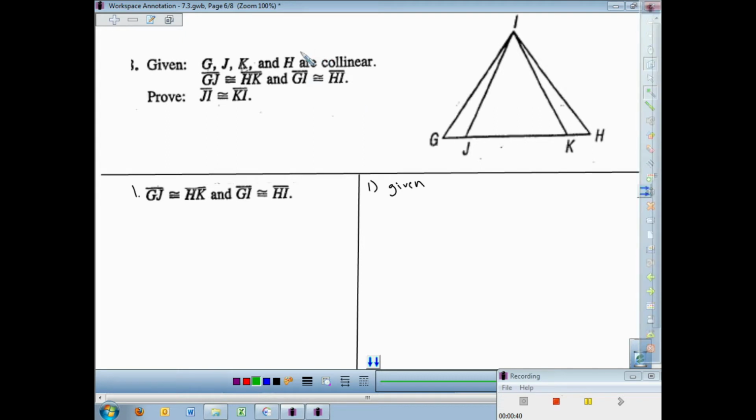You don't have to write this down. I don't know why they write stuff like that down. G, J, K, and H are collinear. Well, that's something you can't assume from a picture, so you don't have to write that down. But they tell you this segment GJ is congruent to segment HK. Okay, and segment GI, which is this guy, is congruent to segment HI. So they gave you that.